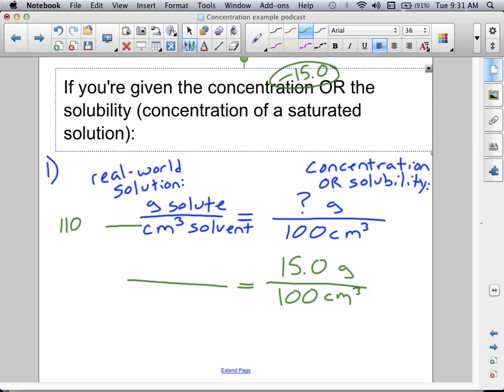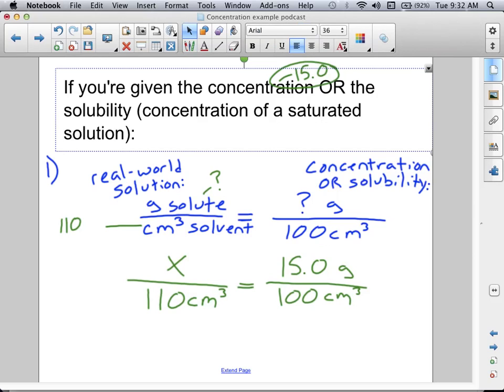And then 110 centimeters cubed goes here on the left, and I'm looking for grams of solute, because this is the unknown. Now that I have this proportion set up, I solve for x however I want to, whether it's scaling up or scaling down, or solving for x, or doing cross products. All right, give these problems a try, and we'll go over them and see how you do.